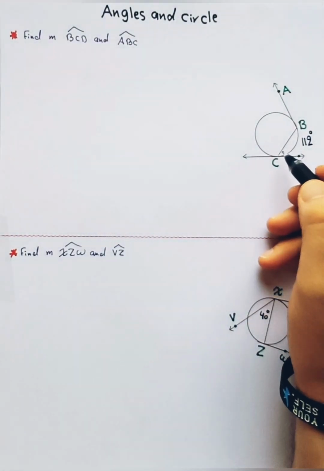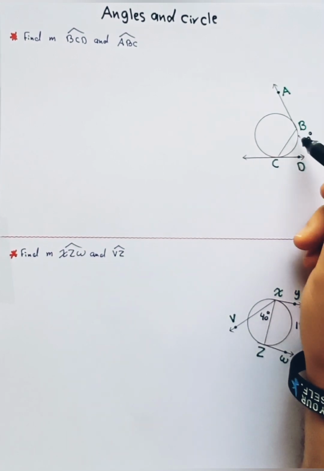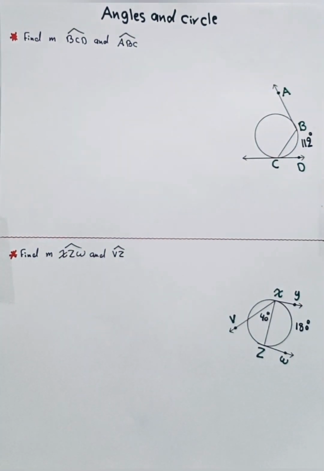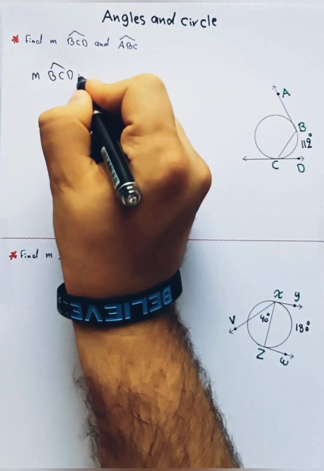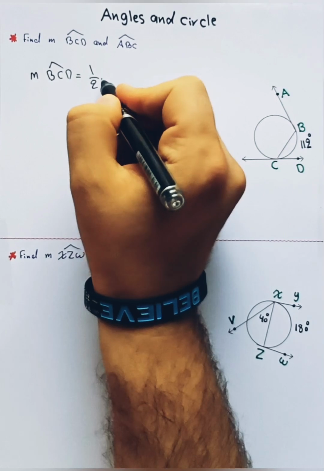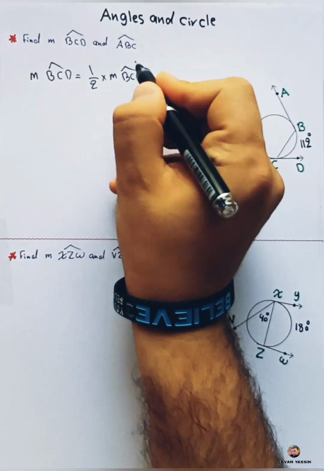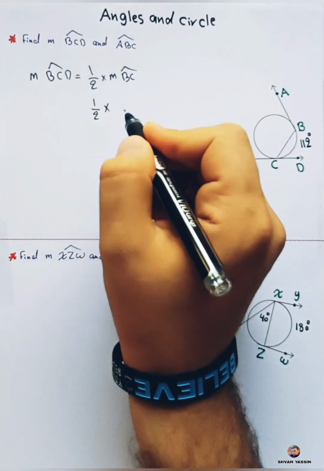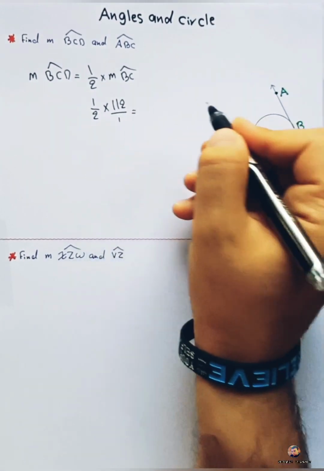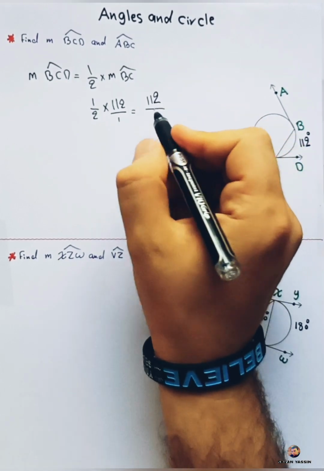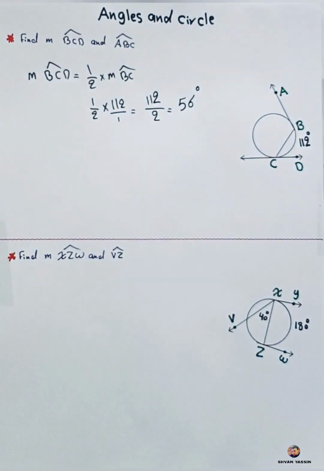After that, in this example, you have to find the measure of angle BCD, and then angle ABC, this angle and this angle. So first, I'm going to start from finding the measure of angle BCD. The measure of angle BCD equals 1 out of 2 the measure of arc BC. So 1 out of 2 multiplied by the measure of BC, which is 112, and then you have to change it into a fraction, and then 1 times 112 equals 112, 2 times 1 equals 2, 112 divided by 2 equals 56. So the measure of angle BCD equals 56.